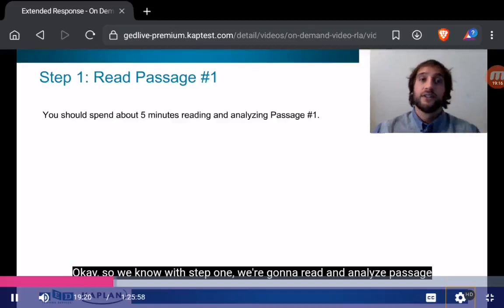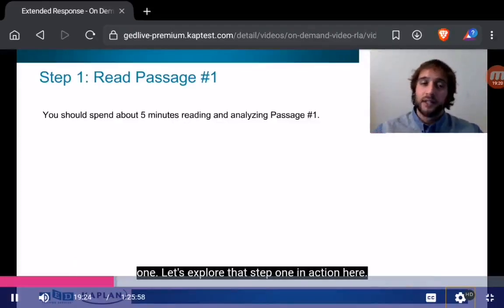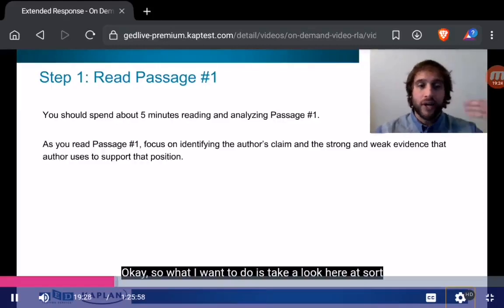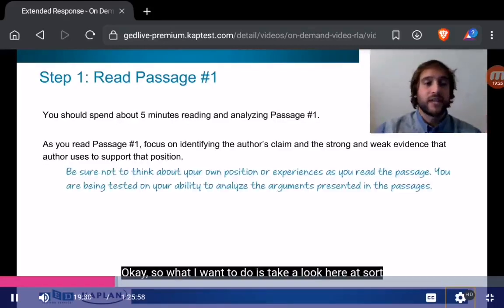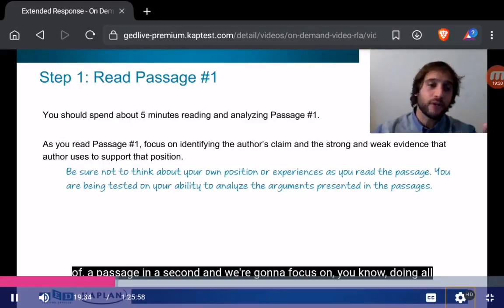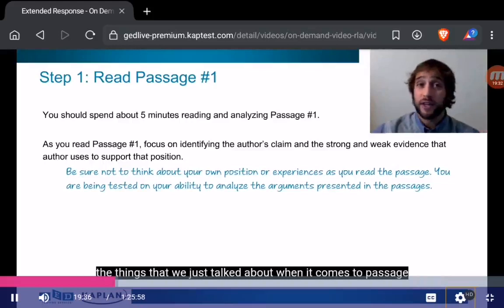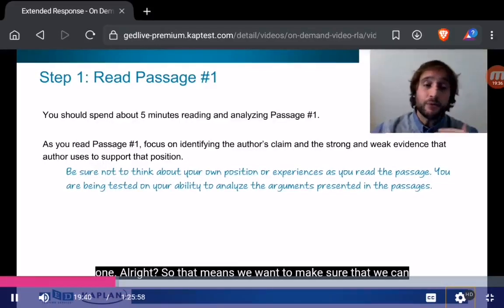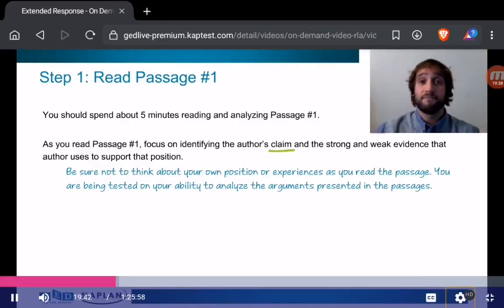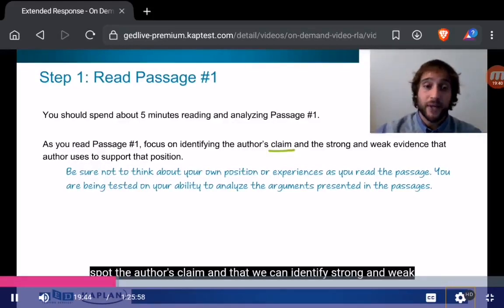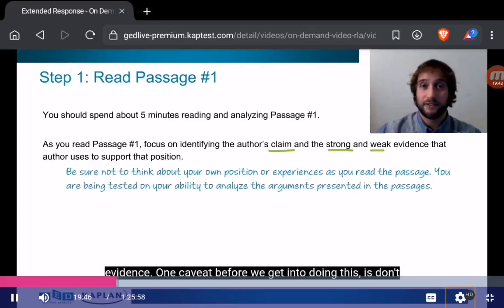Okay, so we know with step 1, we're going to read and analyze passage 1. Let's explore that step 1 in action here. Okay, so what I want to do is take a look here at a passage in a second, and we're going to focus on doing all the things that we just talked about when it comes to passage 1. All right, so that means we want to make sure that we can spot the author's claim and that we can identify strong and weak evidence.